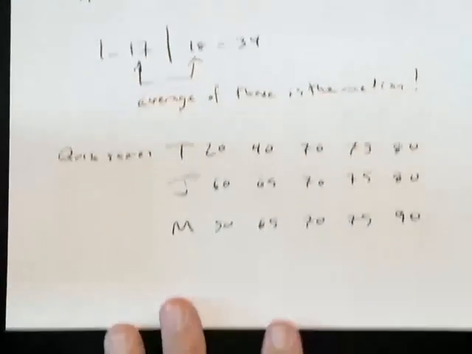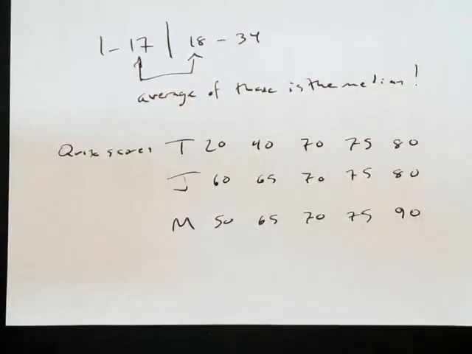Here are 3 classes, 5 quizzes. Here are all 3 students, A, J and M, and their quiz scores. I would like you to compute 3 things for me. I'd like the average quiz score for each person.